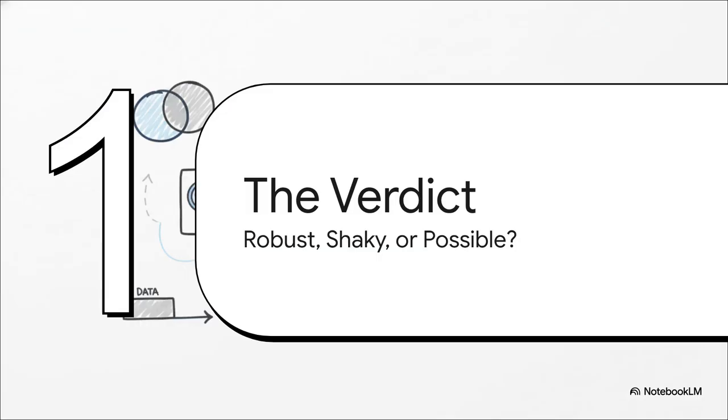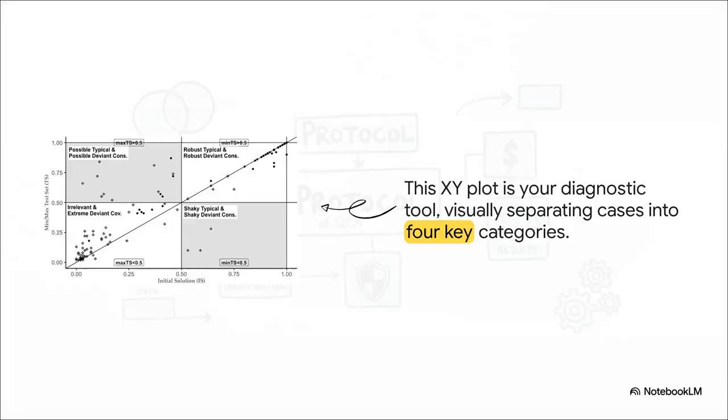Okay, you've run the code, you have the numbers. Now for the most important part, interpretation. What does this all actually mean for your research? This XY plot, this is going to be your best friend. It is your single best diagnostic tool. It plots every case based on its membership in your initial solution on the x-axis against its membership in the test sets on the y-axis. The cases you can feel really, really good about are all clustered in that upper right quadrant. Those are your robust cases. They're in your model and they stay there no matter what you throw at them.